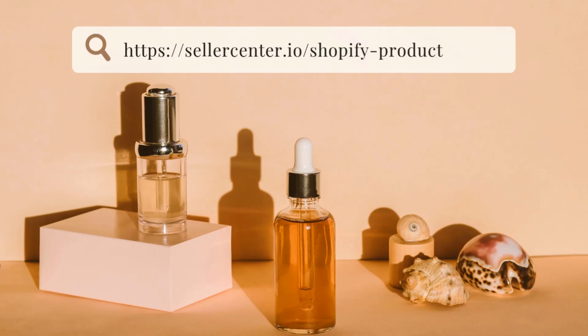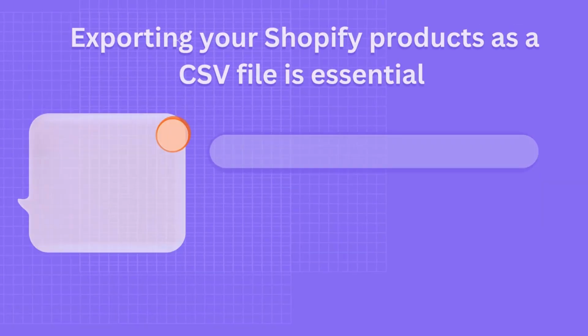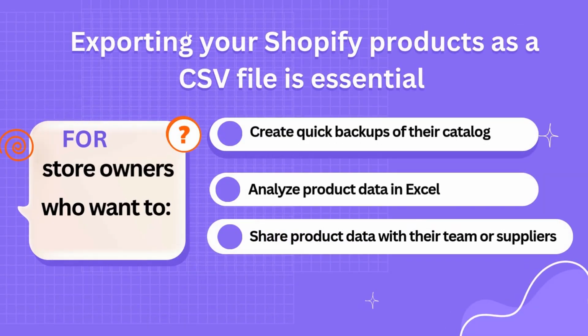Now, once you've found those winning products, you might want to export them in bulk as a CSV file, whether to back up your listings, analyze them in Excel, or move them to another store. In today's tutorial, I'll show you exactly how to export Shopify products in bulk as a CSV file step by step. Exporting your Shopify products as a CSV file is essential for store owners who want to create quick backups of their catalog, analyze product data in Excel, or share product data with their team or suppliers.